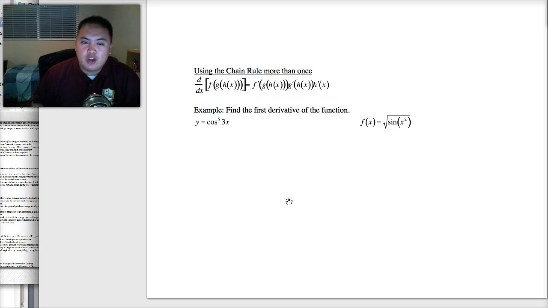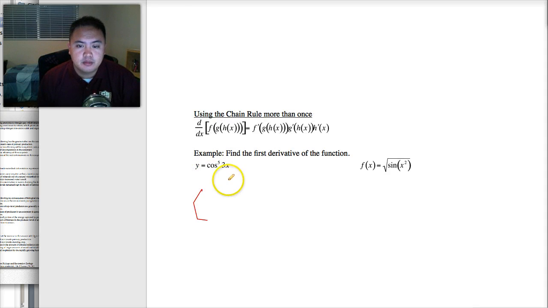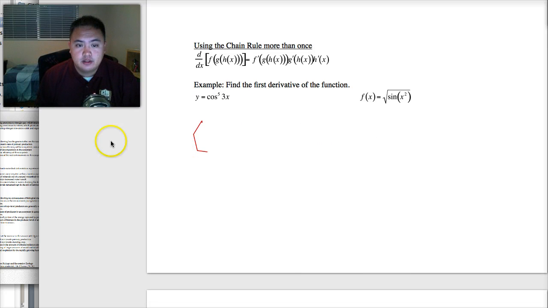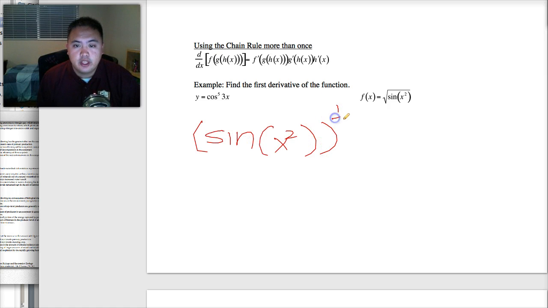I don't have a rule for radicals. What I do have a rule for is power rule and exponent. So I'm going to convert this whole thing into an exponent. I'm going to rewrite this problem as sine x squared to the 1/2 power. So this whole thing, instead of saying square roots, I could write to the 1/2 power.